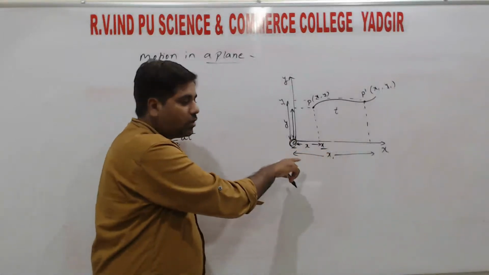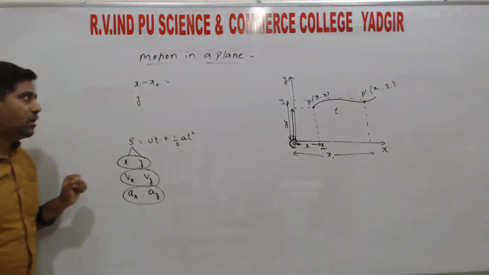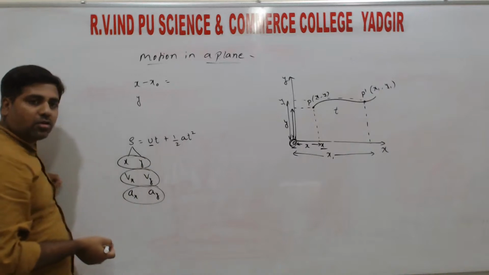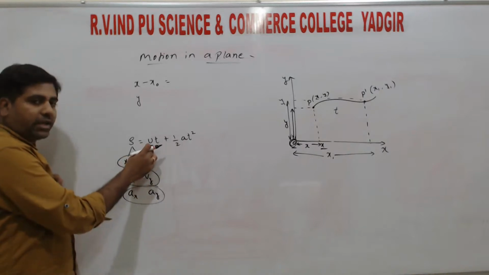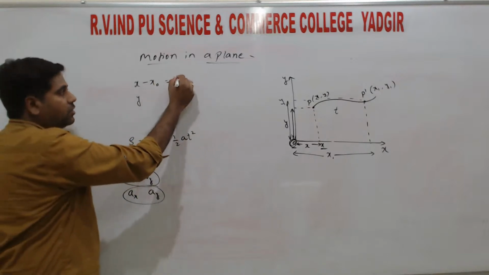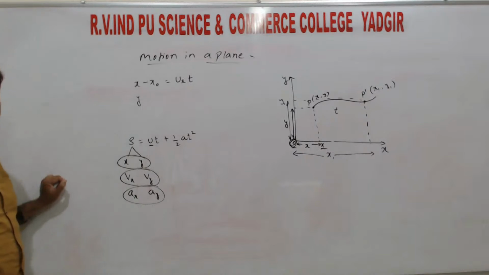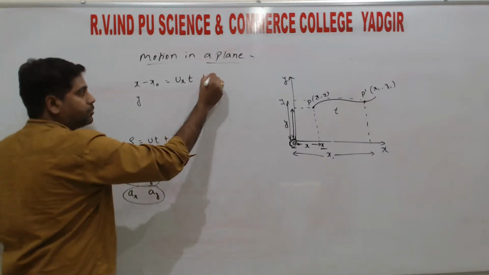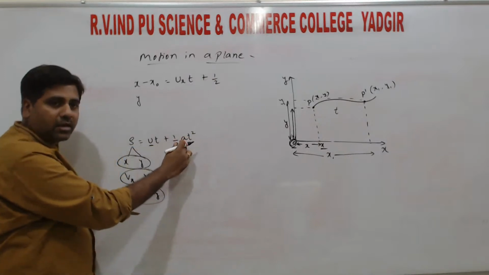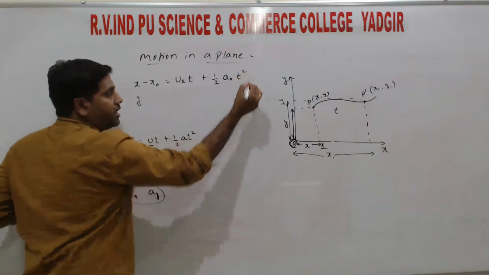X naught is the initial position and x is the final position of the object, right? So x minus x naught equals ux into t plus half into the acceleration along the x axis into t square.